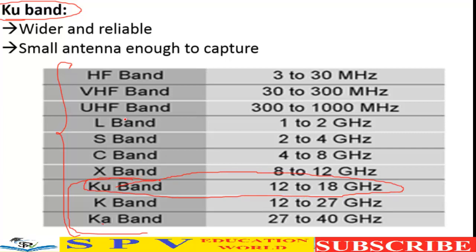Why? It can cover a wider range, and it is also a mostly reliable form of communication, and also it can be easily captured by small antennas, and just a small antenna is enough to capture the frequency in Ku band. So that is why we use Ku band. This is what we need to know about Ku band.